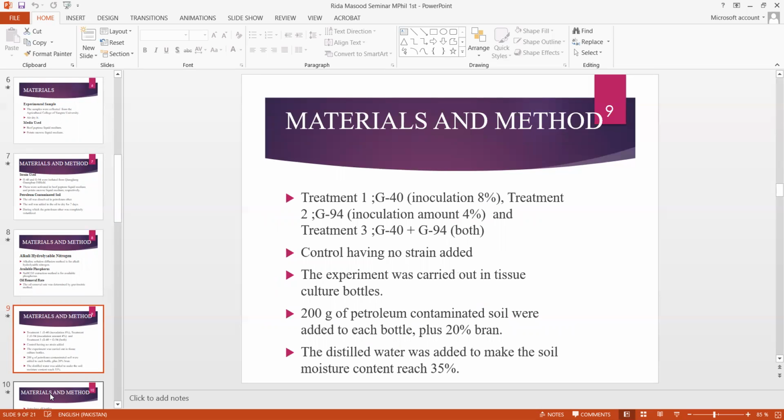Now the experiment basically depends on four treatments. In the first treatment, the G40 strain was inoculated, and the amount of inoculation for G40 was 8%. In the second treatment, the G94 strain was inoculated, and its inoculation amount was 4%. In the third treatment, both strains were added together, and in the control, no strain was added.